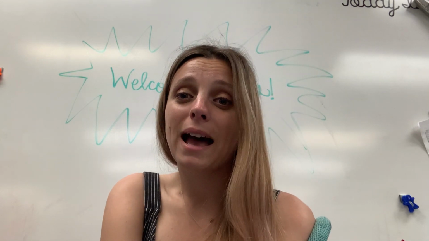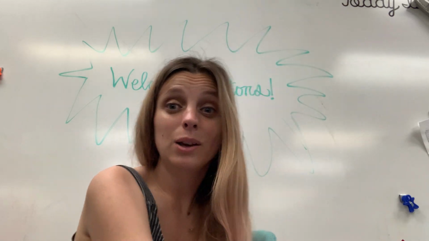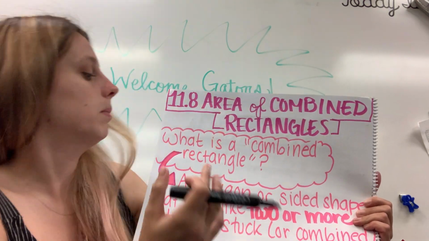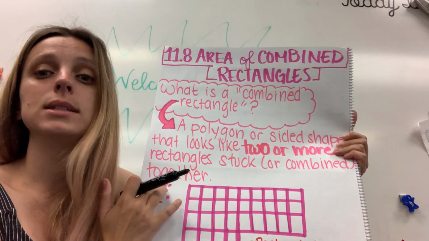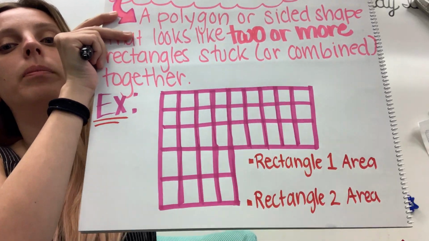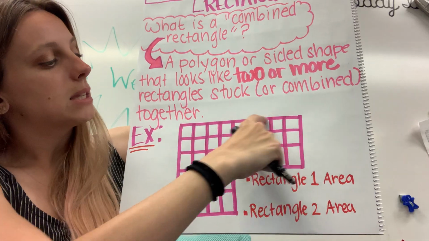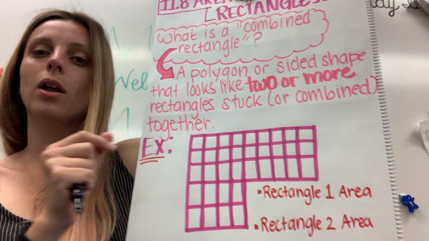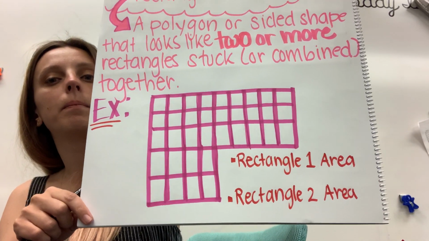So I'm going to start us off by asking, what is a combined rectangle? Well, it's a lot like what it sounds like. A combined rectangle is a polygon or a sided shape that looks like two or more rectangles stuck or combined together. And I have an example here for you. So this is a combined rectangle. It looks kind of like somebody combined two rectangles. So maybe you see this rectangle and this one added onto it. Maybe you see one here with another one added onto it, but it looks kind of like somebody took two rectangles and stuck them together.